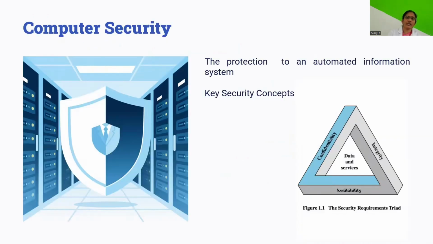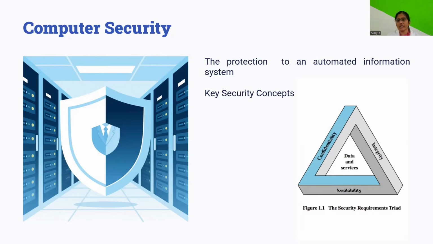So now we enter the first one, that is computer security. What do you mean by computer security? It gives some protection to an automated system. Through this protection, we have to ensure 3 objectives. What are they? They are confidentiality, integrity, as well as availability. These 3 are the main key security concepts. When we provide security, we have to ensure confidentiality, integrity, as well as availability.